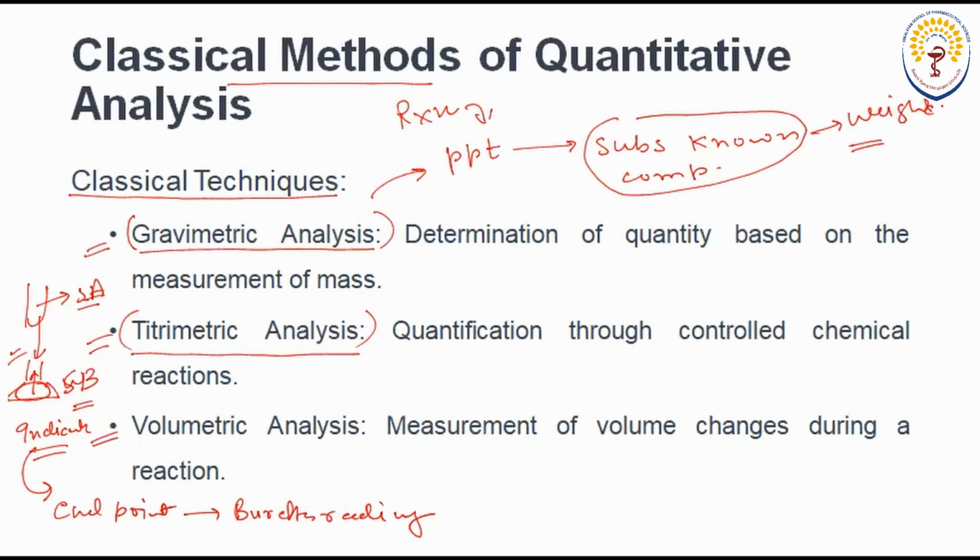Now, the third is volumetric analysis. Volumetric analysis refers to those analyses in which we are particularly concerned about the reacting volumes of the substance. The above said titrimetric analysis is also a kind of volumetric analysis. So these three are the classical methods of analysis.